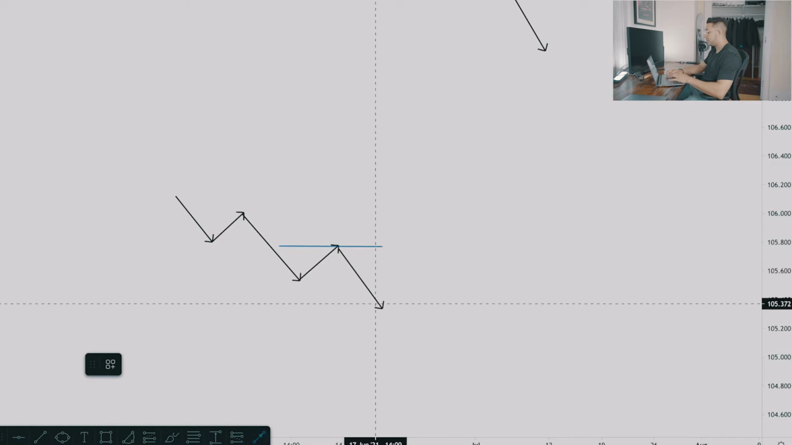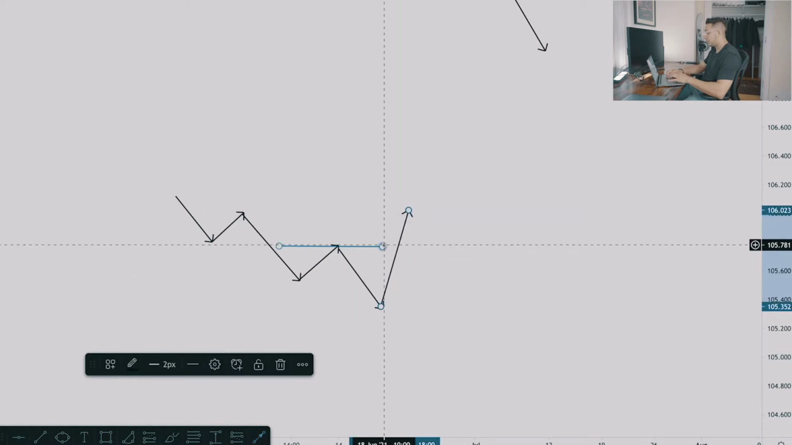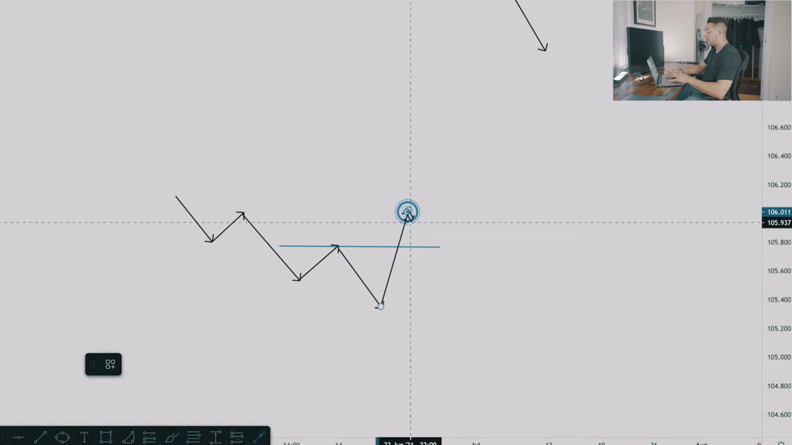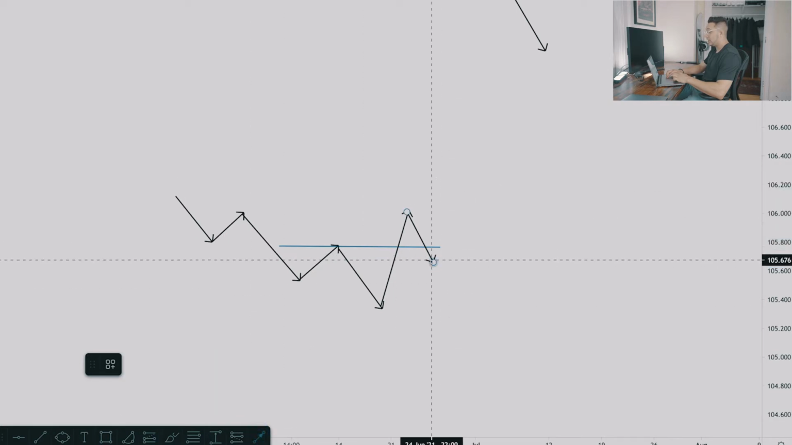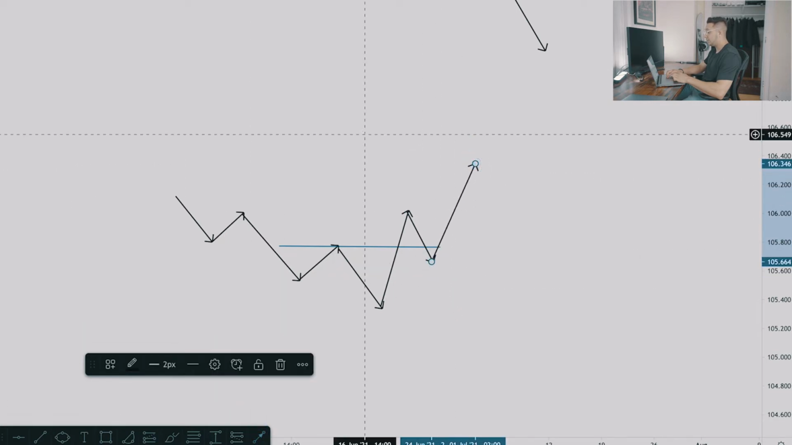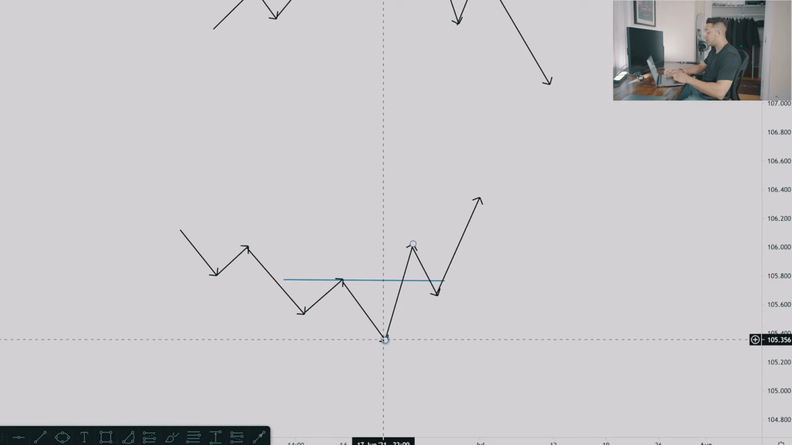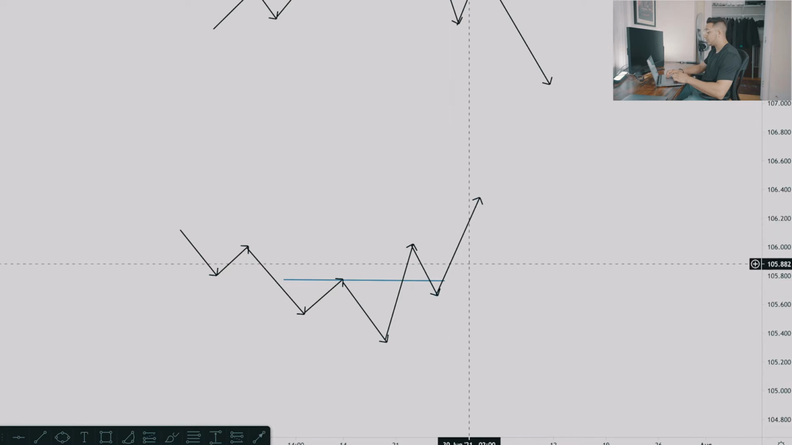So let's draw this arrow. As we can see, market structure has been broken. It's probable that it's broken. The market comes back to make a higher low point, and then makes a new higher high point, illustrating bearish market structure transitioning into bullish market structure.